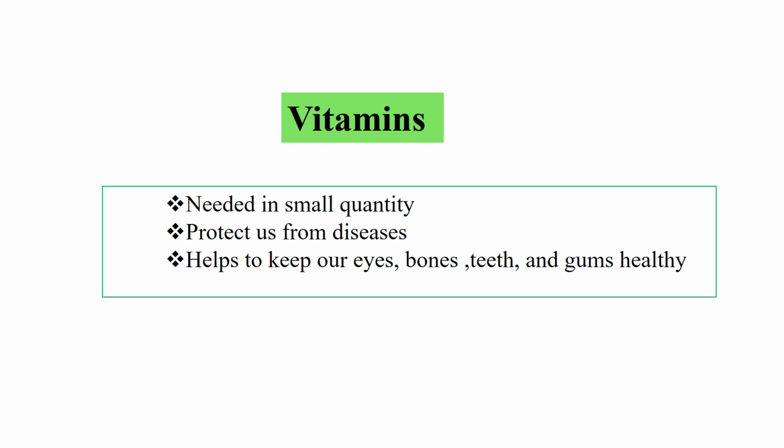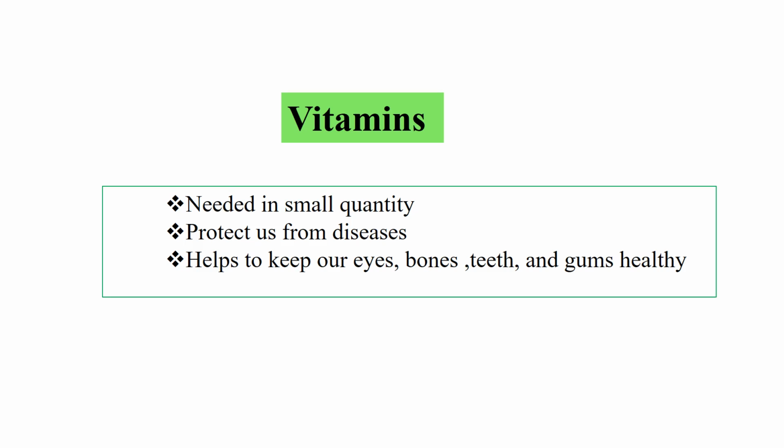Next comes vitamins. Vitamins, as you have known, are needed in our body in very small amounts. The main function of vitamins is that they protect us from diseases and help us in many ways to keep our body parts healthy, such as bones, teeth, eyes, gums, etc. Mainly there are two types of vitamins: one is fat soluble and the other is water soluble.